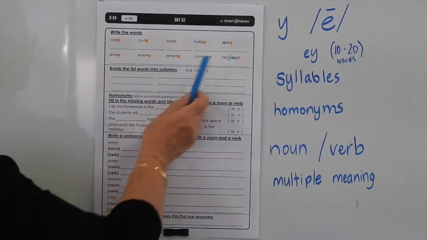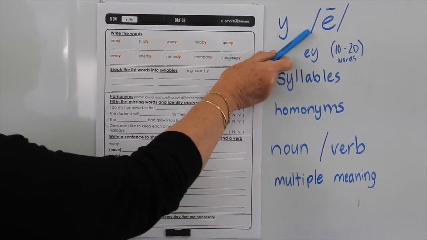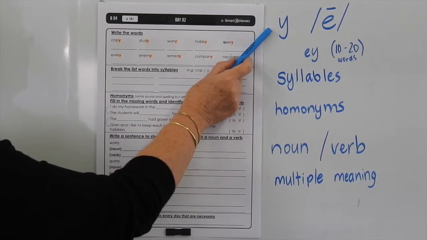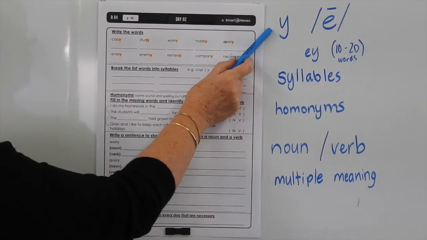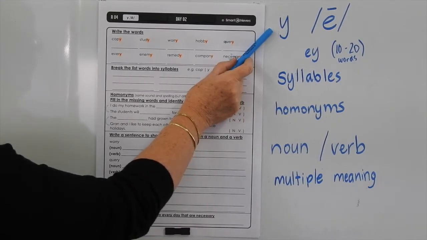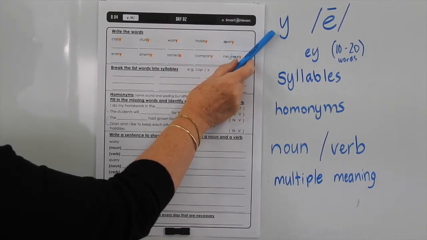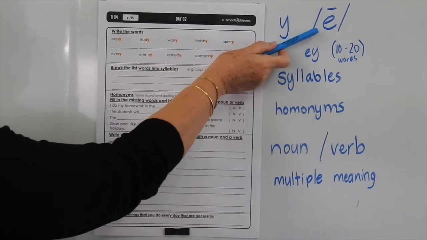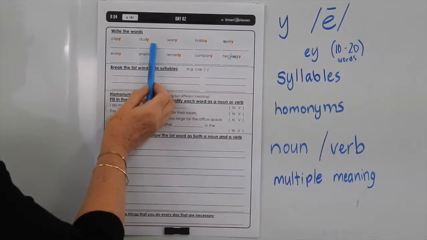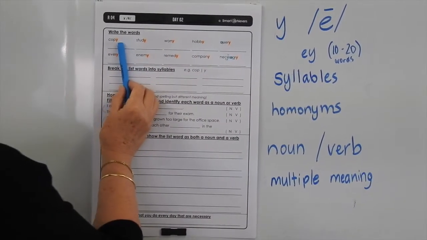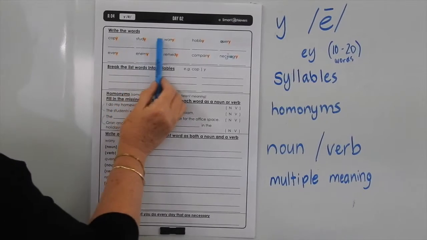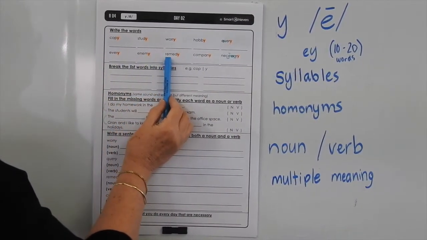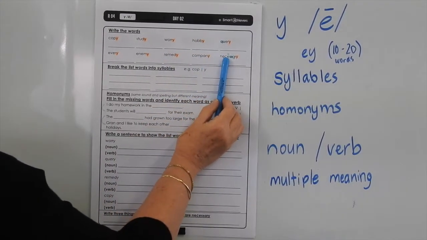In this list of words, we're revising that the Y may make the long E sound at the end of a word. So we know a Y can be both a vowel and a consonant. When it says E, I, or it, we know it's a vowel, and when it says y, we know it's a consonant. In this one, because it's making a long E sound, we know it's operating as a vowel. So we've got copy, study, worry, hobby, query, every, enemy, remedy, company, and necessary.